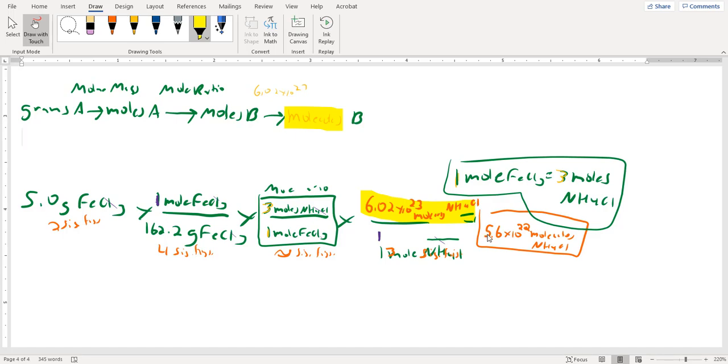And here is our final answer, 5.6 times 10 to the 22nd molecules of ammonium chloride. Now, it's going to be 3 sig figs because there's 3 sig figs in 6.02 times 10 to the 23rd. That is a measured number, so it really depends on where you get that measured number from, because there's different instruments to measure it. But in this case, I gave it to you.